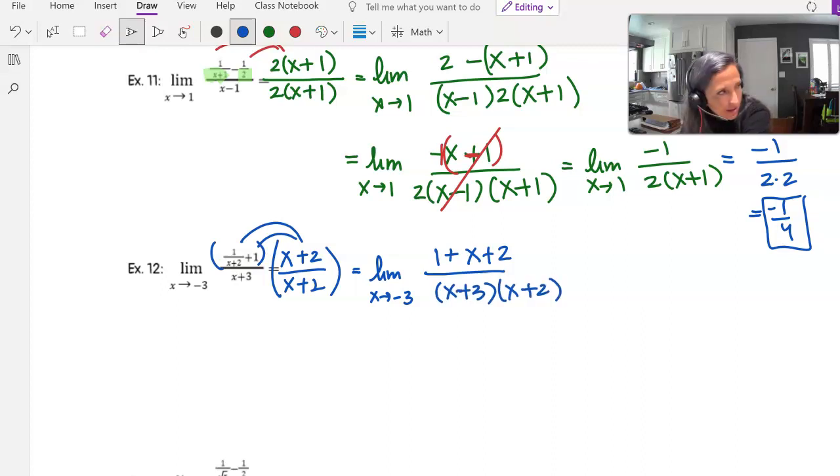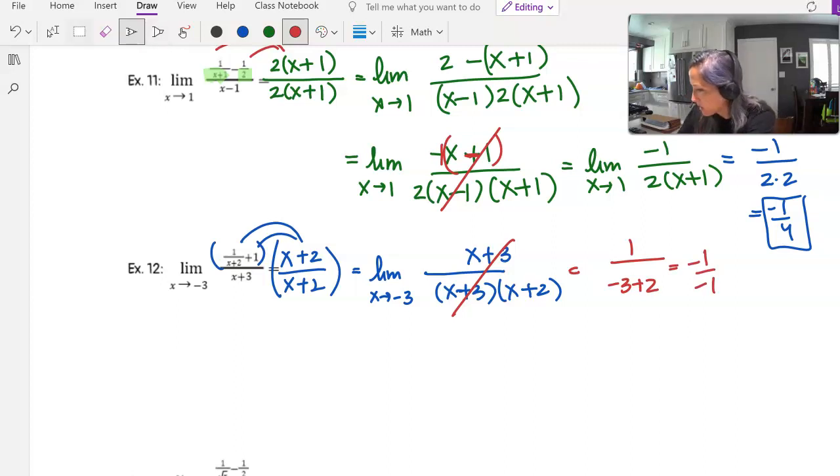And then we can see, I'll go ahead and do it here. 1 plus 2 is just 3. So let's go ahead and do that. Ugh, don't have to deal with the opposite thing. And now I could plug in because I've gotten rid of my problem child. So we have 1 over negative 3 plus 2, which is 1 over negative 1.